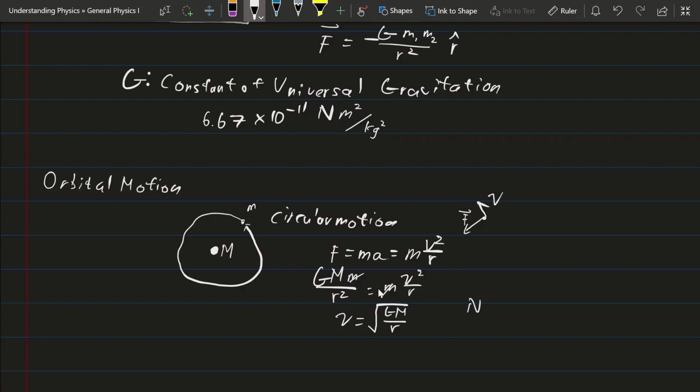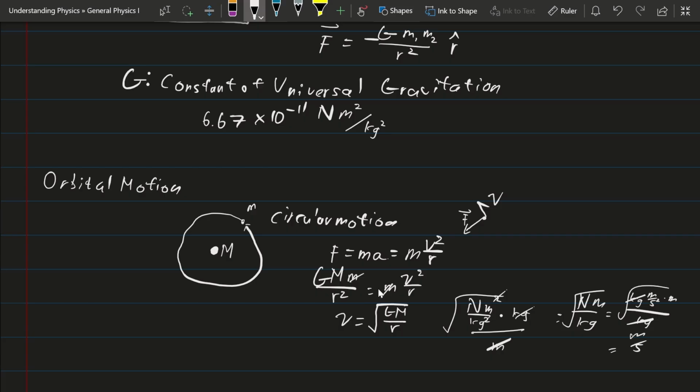And so doing unit analysis, we would have Newton meter squared over kilogram squared, multiplied by kilogram divided by r. What's r? r is meter. So we would have Newton meter per kilogram, the square root of that. And so the Newton is kilogram meter per second squared, multiplied by meter over kilogram. And so the kilogram will cancel out, and you will later have meter per second. So the unit makes sense. So at least we will know that this is our answer by units. And this is the speed of an object in a circular orbit. This only works in a circular orbit.